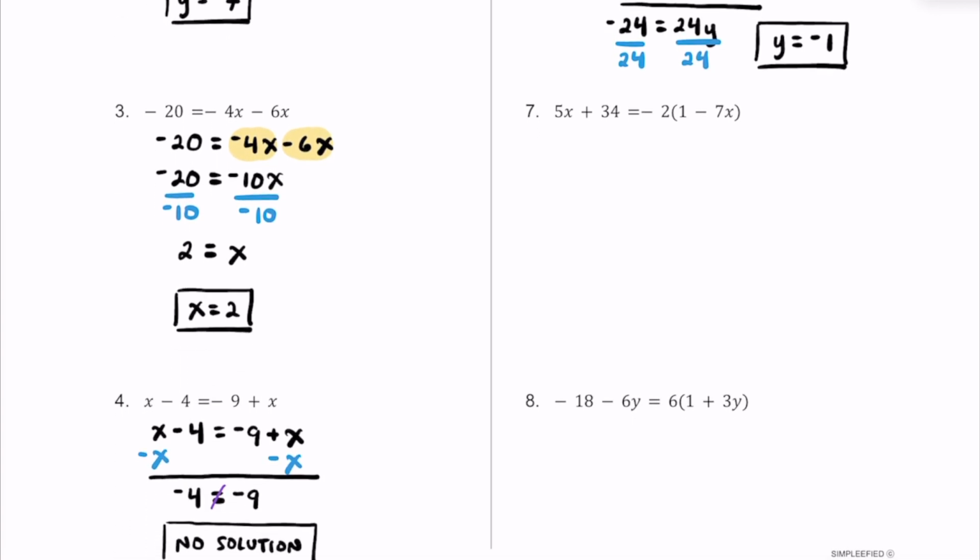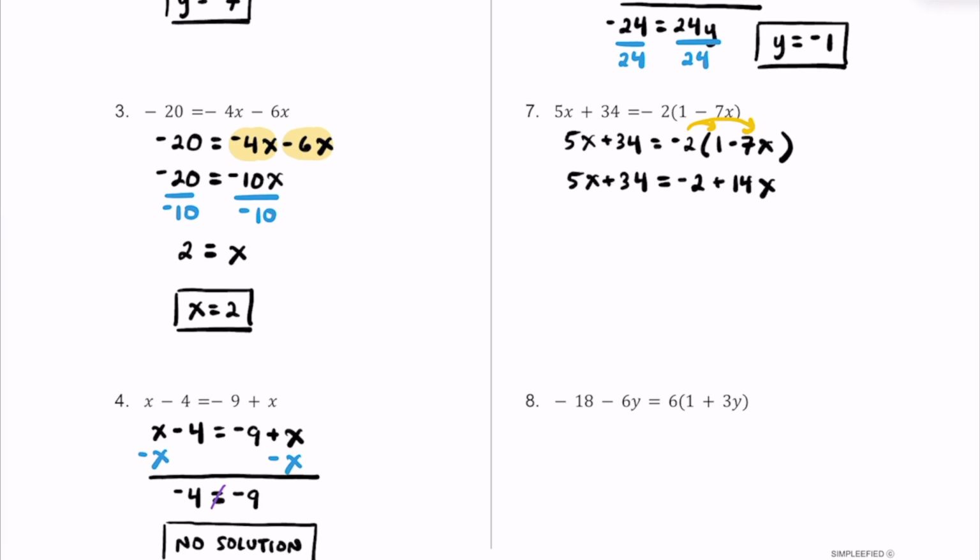All right, let's see. For number 5, we have 5x plus 34, and that's going to be equal to negative 2 times the quantity of 1 minus 7x. The left side doesn't have anything we can really do to start. The right side, we can distribute this negative 2 to both of these terms, though. So we're going to get 5x plus 34, keep that the same on the left side. On the right side, negative 2 times 1 is going to be negative 2, and then negative 2 times this negative 7x is going to be a positive 14x.